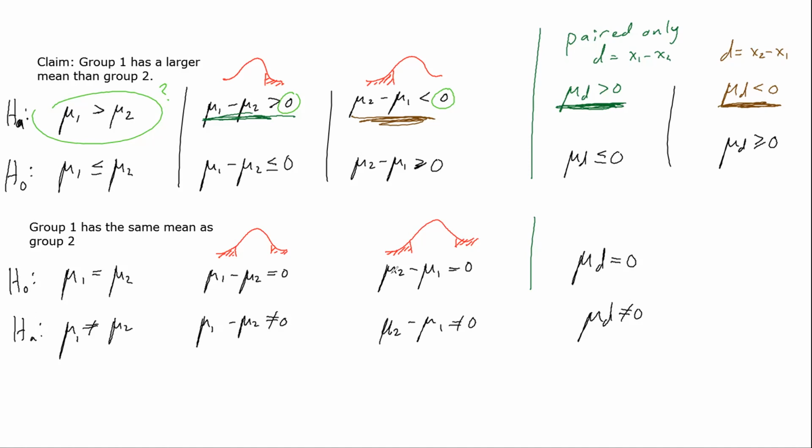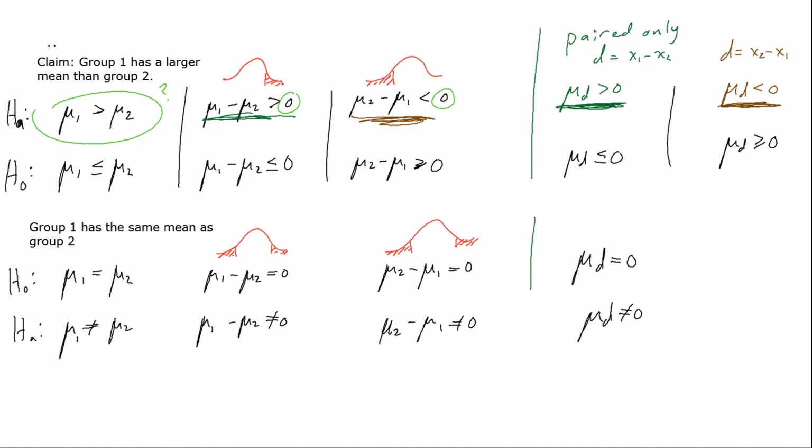So these are the most common types of claims you're going to see. Seeing a 0 is the most common thing. Usually we're just testing, is this group larger than that group? Or we're testing, are these two groups equal? Those are the most common types of claims. But occasionally you'll get a different type of claim, which is a little bit trickier.